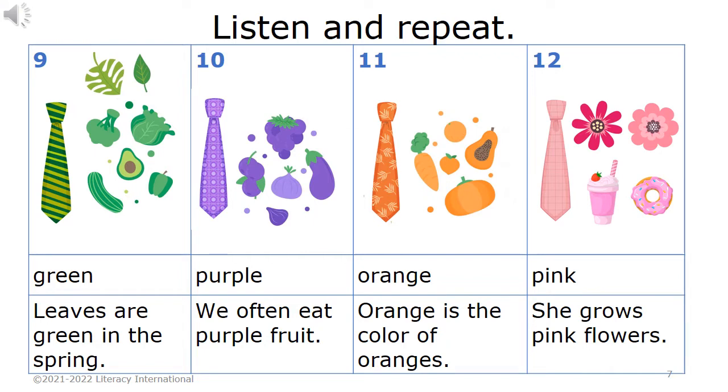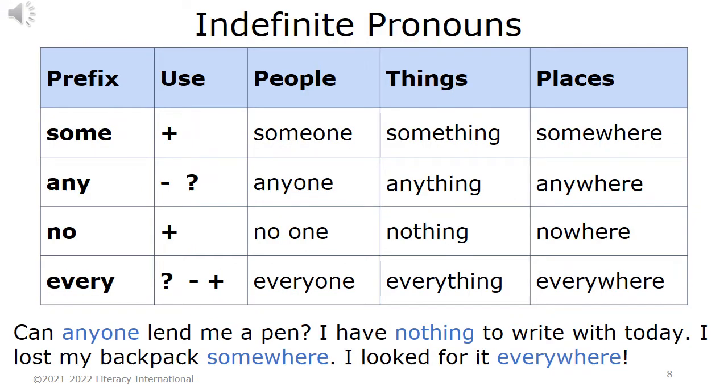Indefinite pronouns. Prefix, use: people, things, places. Some: positive. Someone, something, somewhere. Any: negative, question. Anyone, anything, anywhere. No: positive. No one, nothing, nowhere. Every: question, negative, or positive.